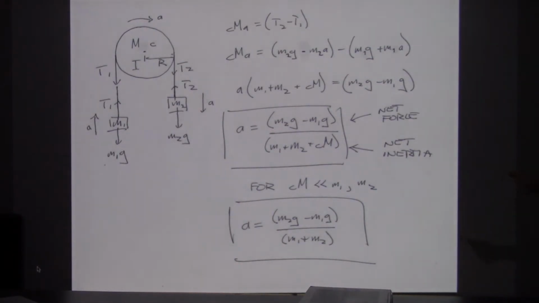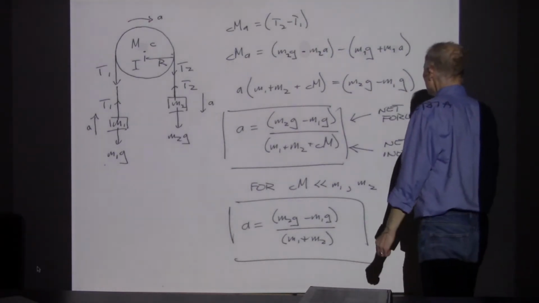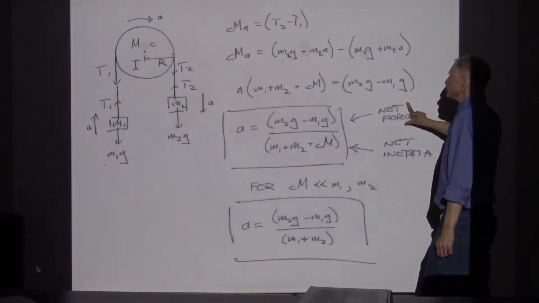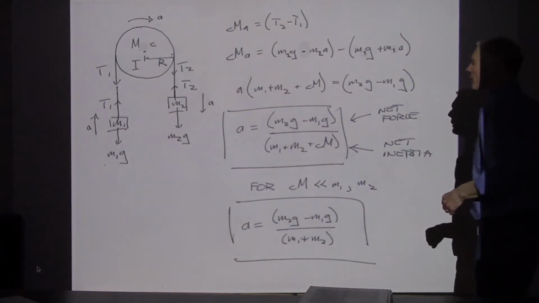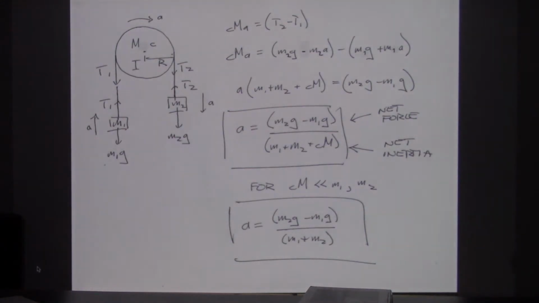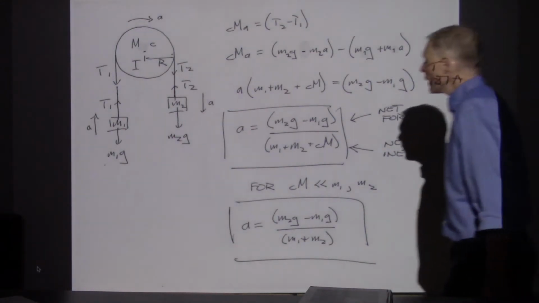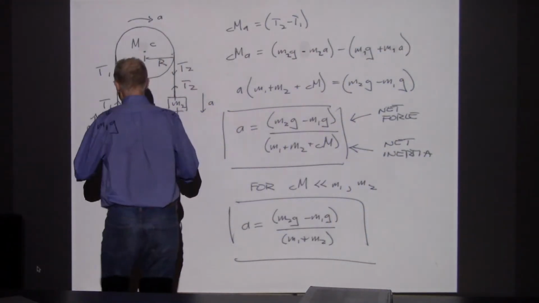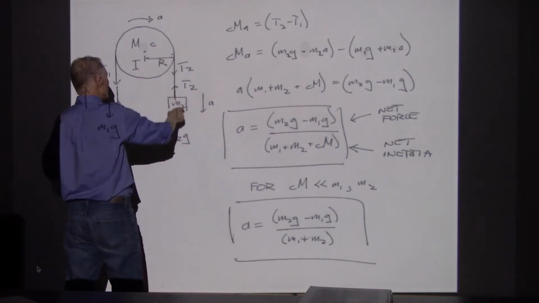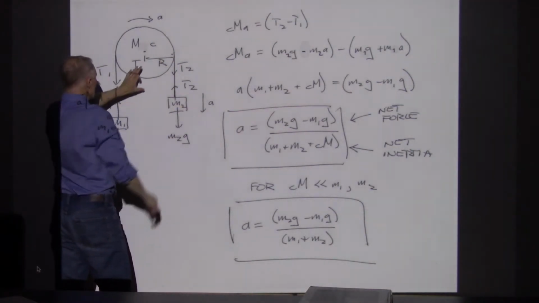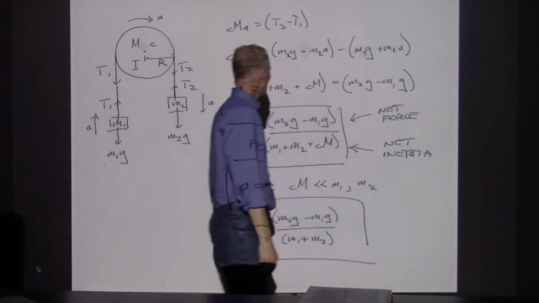So, always check these to see if they're making sense, if the algebra is making sense. What this is saying is that the net force driving this system is M2G minus M1G. So we can think of that as a net external force producing the acceleration of the entire system. It's not just producing the acceleration for these objects, it's producing the acceleration on the pulley.